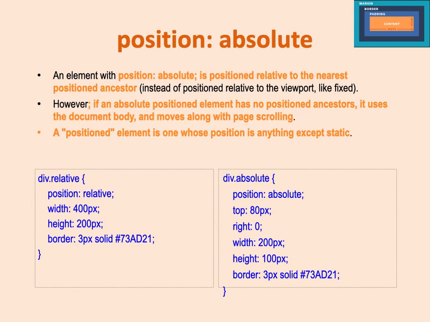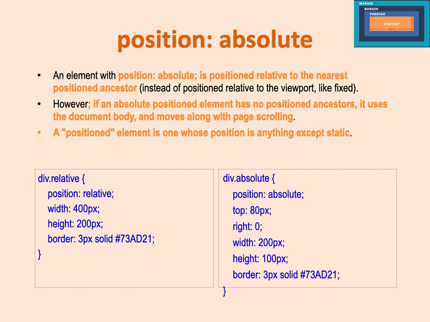The next thing is absolute positioning. Position colon absolute. An element with position absolute is positioned relative to the nearest positioned ancestor, instead of being positioned relative to the viewport like fixed. However, if an absolute positioned element has no positioned ancestors, it uses the document body and moves along with the page scrolling up or down. A positioned element is one whose position is anything except static.